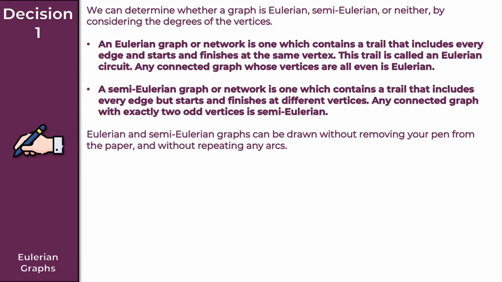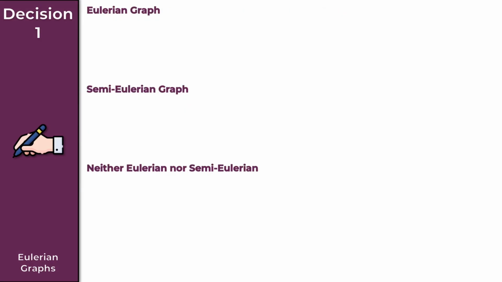Eulerian and semi-Eulerian graphs can be drawn without removing your pen from the paper, which is why we've got this little icon here, and without repeating any arcs. I'll demonstrate that on the next page. In my case it would be my tablet, but you get the idea. Let's visualize some examples of Eulerian and semi-Eulerian graphs, and examples of neither. Let's take a look at each situation separately.